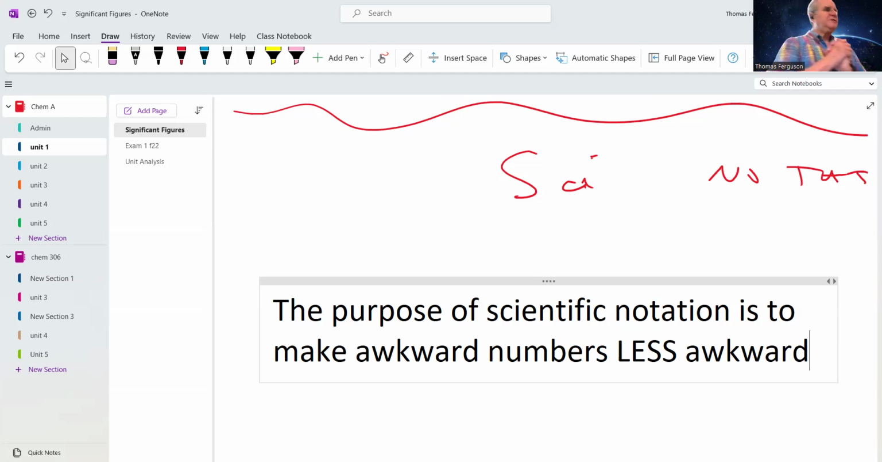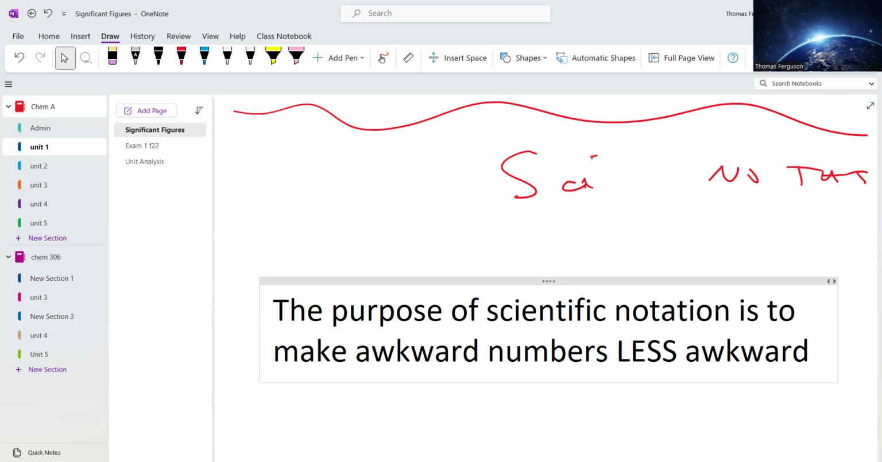Okay, the purpose of scientific notation is to make awkward numbers less awkward. Now, awkward depends on who's teaching the class. Something could be awkward for me, and may not be awkward for you. And it depends on your next class, what the teacher will define that as.